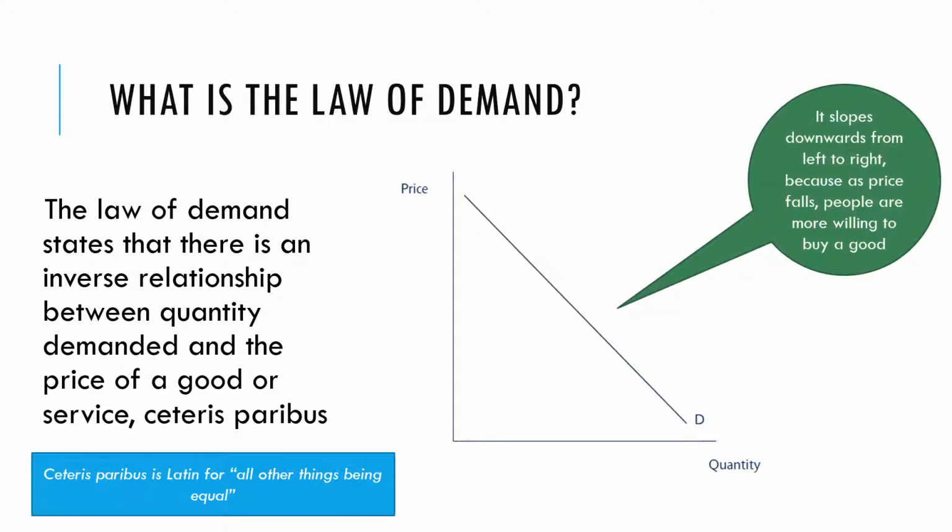So what that tells us is that it slopes downward from left to right, because as price falls, people are willing to buy more of a good. So we always draw a demand curve sloping down to the right. That's very important. And a way to remember that is that your demand curve goes down. D for demand and D for down. Start high and draw it down. Down, down, down, down.